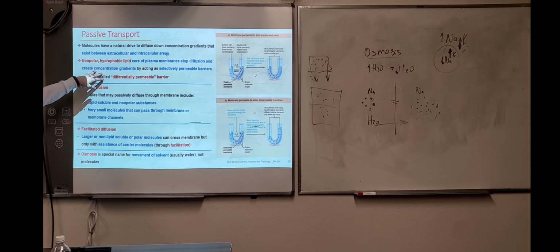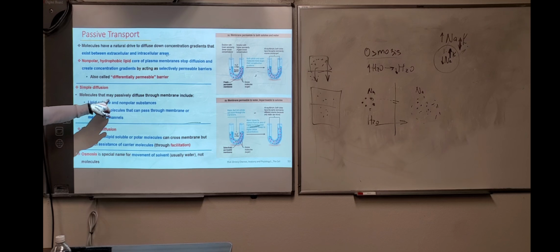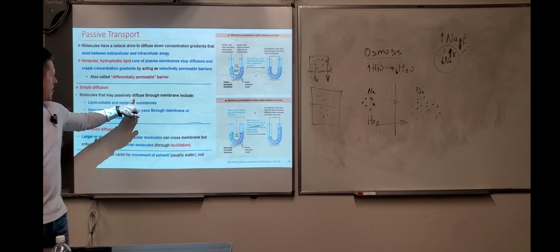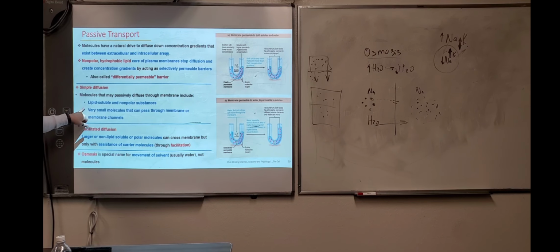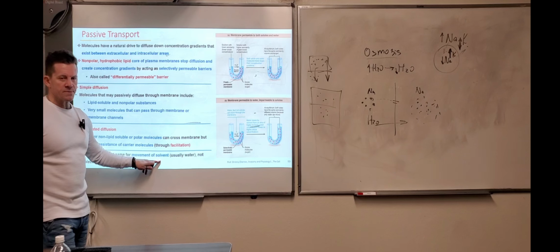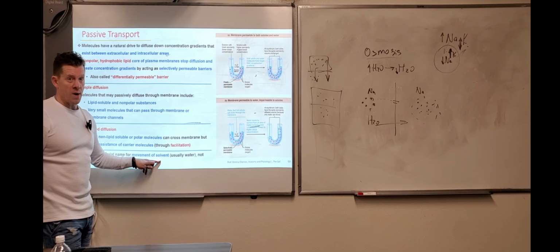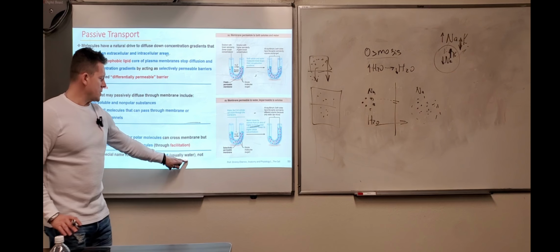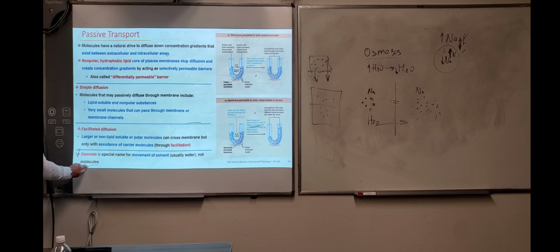Non-polar hydrophobic, simple diffusion. Molecules that may passively diffuse through the membrane include lipid soluble and non-polar substances. Facilitated diffusion: larger non-lipid molecules. Osmosis, right? So let's look at osmosis. Osmosis is a special name for movement of solvent. Water, right? Universal solvent. Usually water, not molecules.